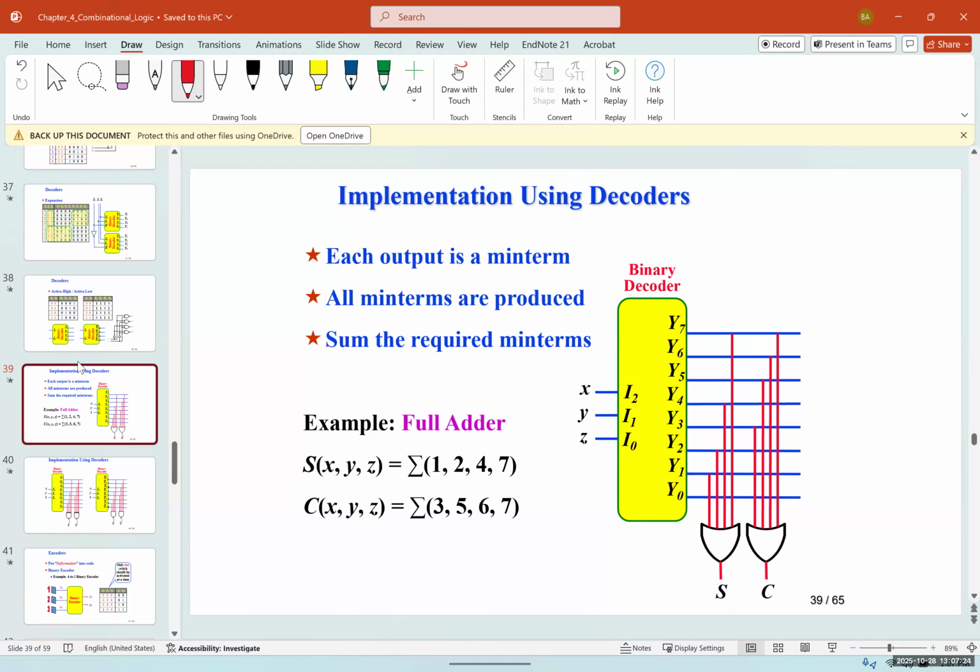So again, we can build a full adder, and I'll give more examples about using these types of logic circuits to build other types of logic circuits in general. I'll give you some examples from decoders, encoders, and multiplexers as well.